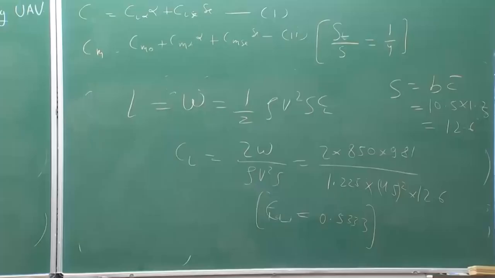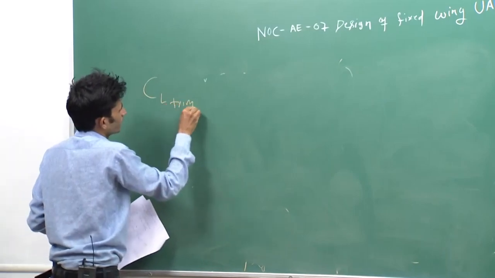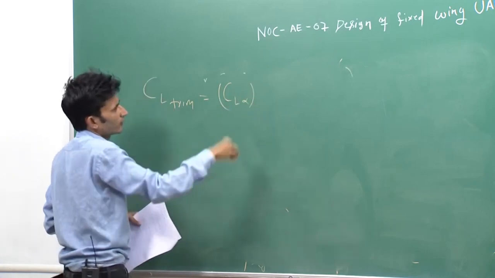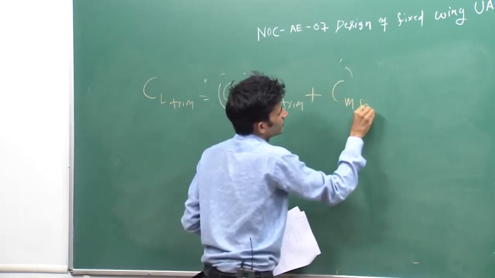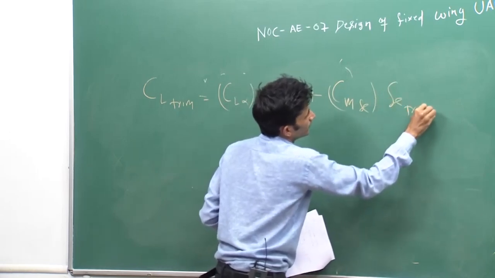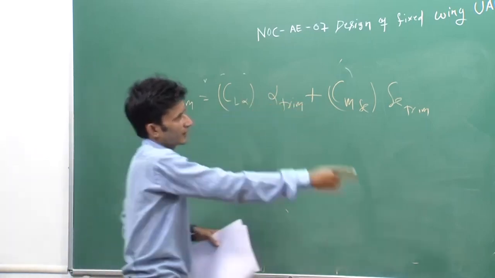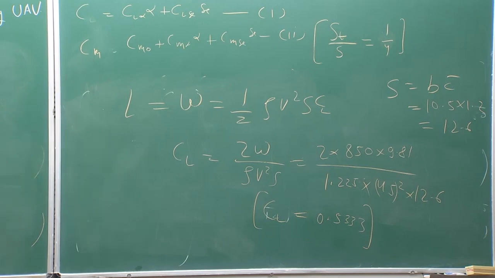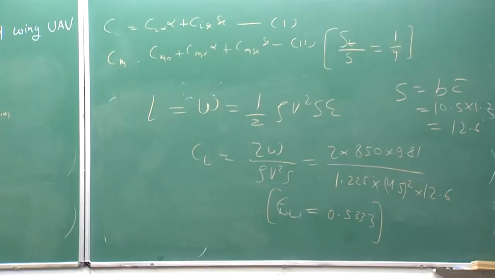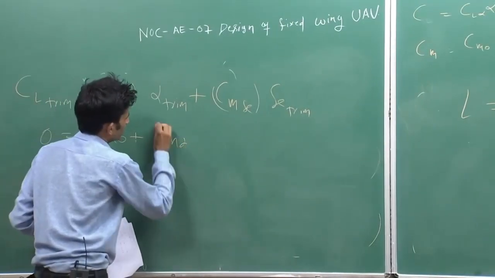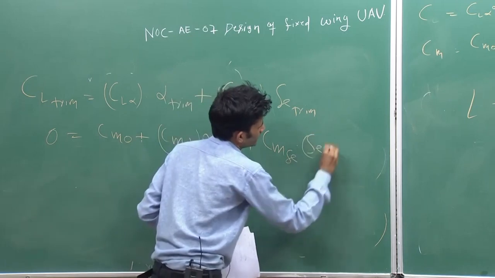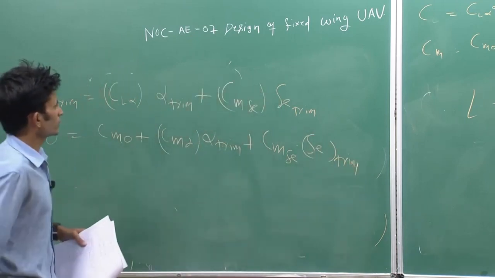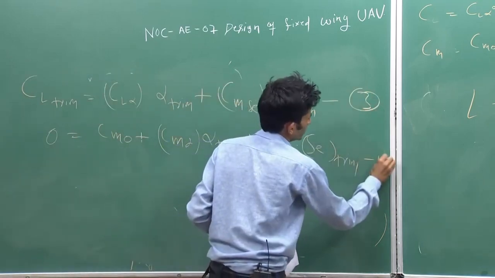You will get the answers to the 9th and 10th questions. If the aircraft is trimmed, then equation 1 becomes CL trim equal to CL alpha of the whole air vehicle into alpha trim plus CL delta E into delta E trim. Your second equation becomes: the aircraft is in trim condition, so net moment will be 0, means CM will be 0. 0 equal to CM naught plus CM alpha into alpha trim plus CM delta E into delta E trim. So, you can make equation 2. Equations 1 and 2 you have already made, so let us make 3 and 4.